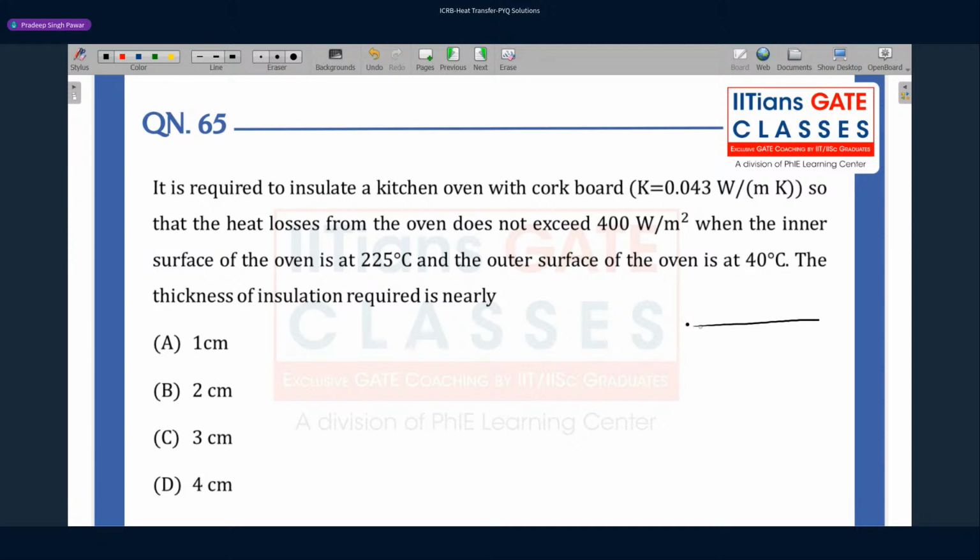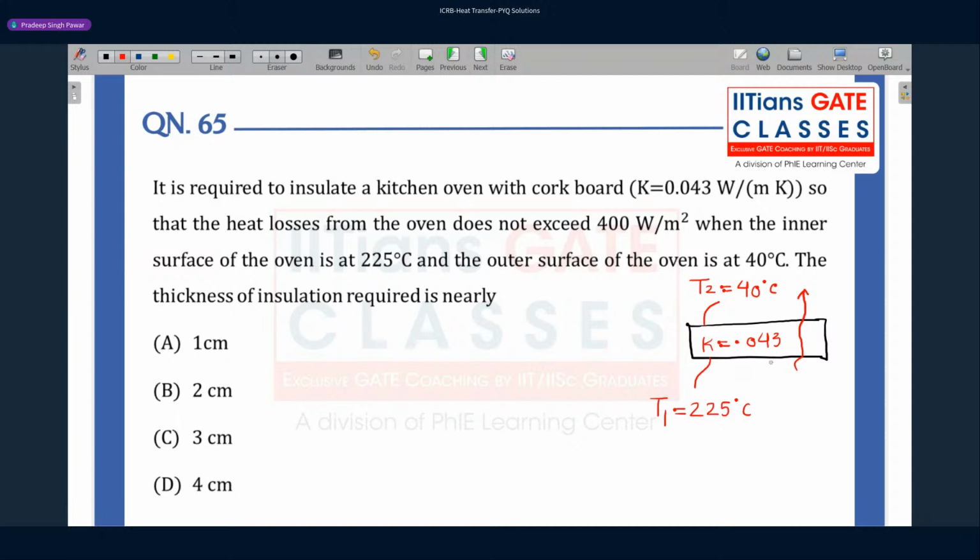Let's draw the diagram. This is the oven, and what we are talking about is the insulation that is placed on the oven surface. What is mentioned here is that this surface of the oven is maintained at 225 degrees, and the external surface is maintained at 40 degrees. And this is the insulation that we have. The thermal conductivity of the insulation is 0.043 watt per meter Kelvin. So this side is the oven, and heat will get transferred from the oven towards the ambient side. Now, you are trying to put an insulation over the oven surface so as to reduce the rate of heat transfer.